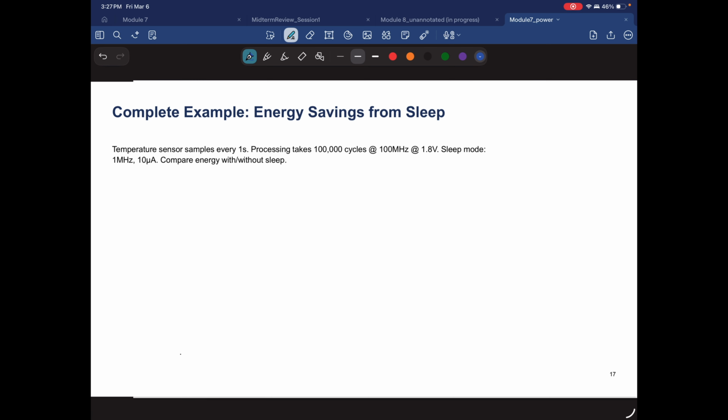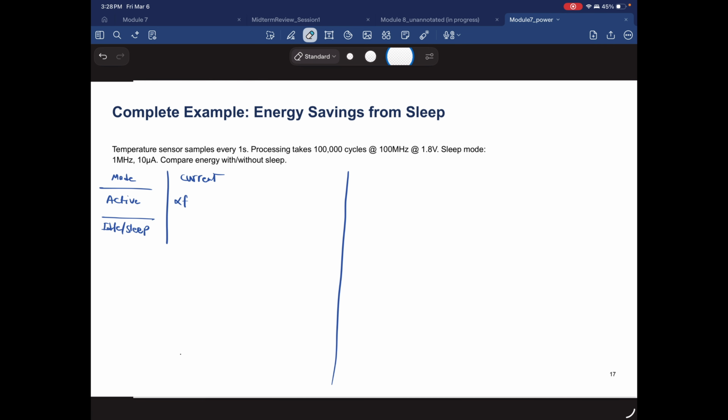Okay. So first of all, we have to recognize that we have two modes of operation. So I'm going to come here. We have mode active, and then we have mode sleep or idle, whatever you want to call it. Then here we know that the current in the active mode is proportional to frequency.